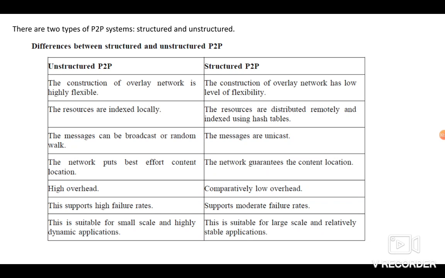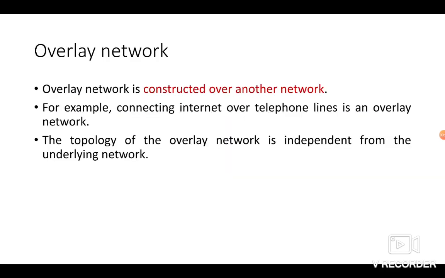The unstructured peer-to-peer system supports high failure rates, whereas the other one supports moderate failure rates. Unstructured peer-to-peer system is suitable for small-scale applications as well as dynamic applications, whereas the second one is not suitable for small-scale applications. It is only suitable for large-scale applications and it cannot be used for highly dynamic applications. It can only be used for stable applications.